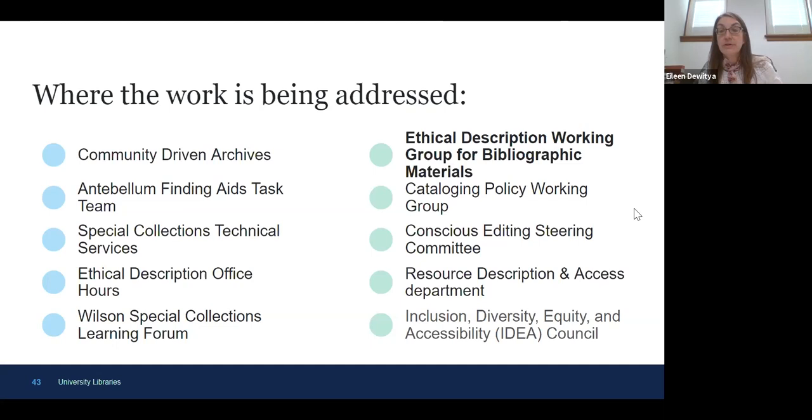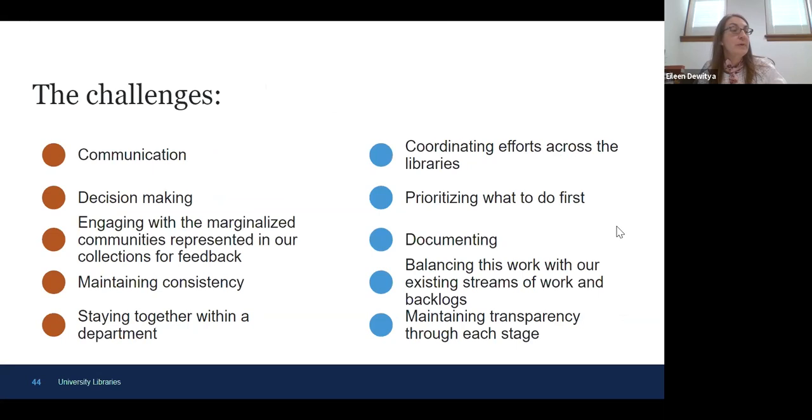Ethical Description Working Group has illuminated issues with who makes decisions and how to do so transparently. We all agree that engaging with those communities represented in our collections is the best course of action to assist in our decision-making processes. But this is not always straightforward or easy to do. We do not have a history of including this piece in our work routines.